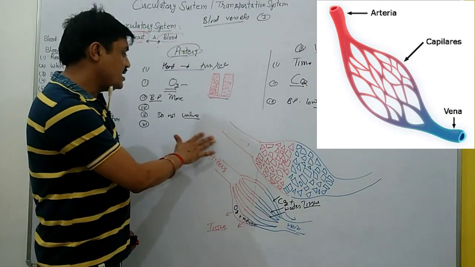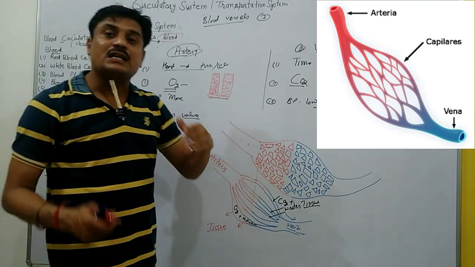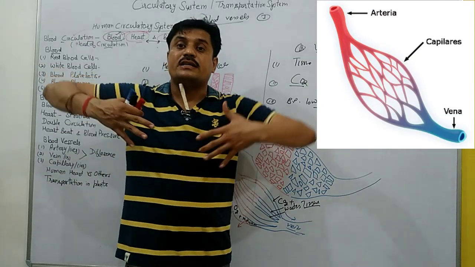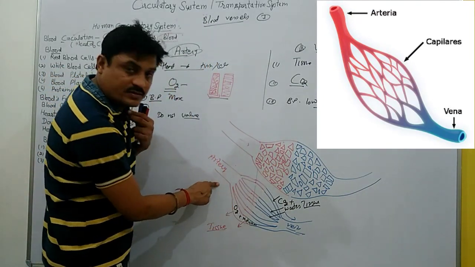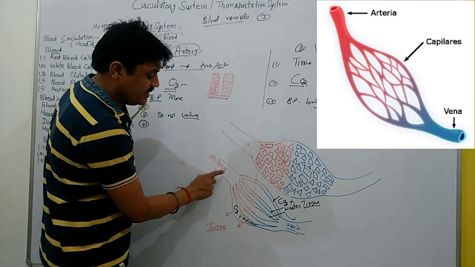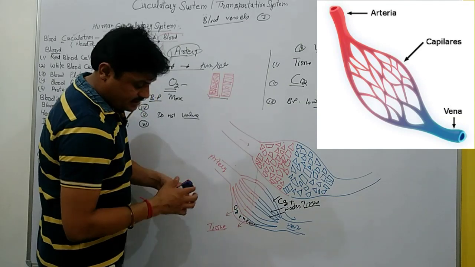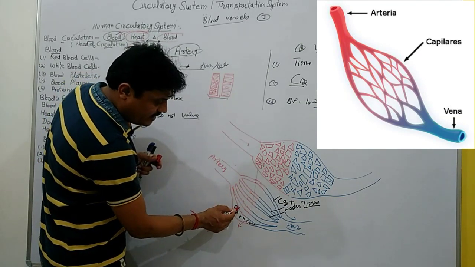See here, I have drawn capillaries. The capillaries are the fine branches which are present between the artery and the veins. In this picture it is shown this way, but I have drawn another simple diagram. This fine artery divides into fine branches: 1, 2, 3, 4, 5 and 6.